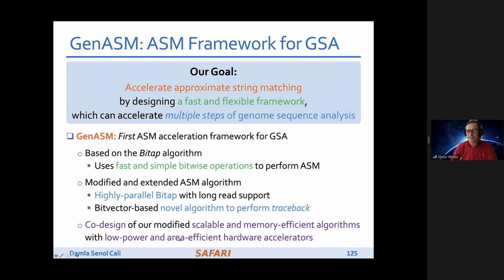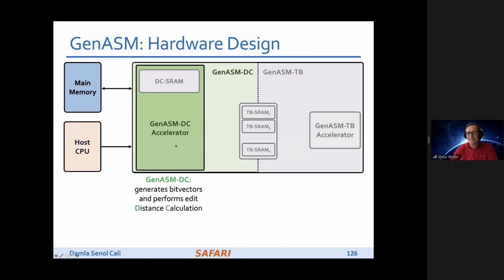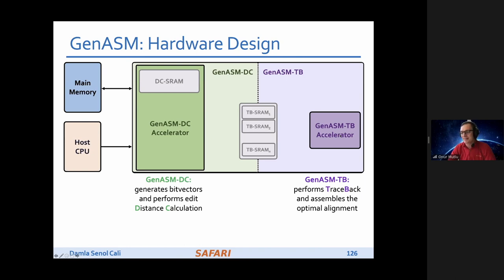So let me go over the hardware design very quickly. Essentially, we have a distance calculation accelerator that generates bit vectors and performs edit distance calculation with the modified version of the Bitap algorithm. And then an accelerator that performs traceback, because I think traceback is very hard without an accelerator purely in software. And it basically assembles the optimal alignment in the end.